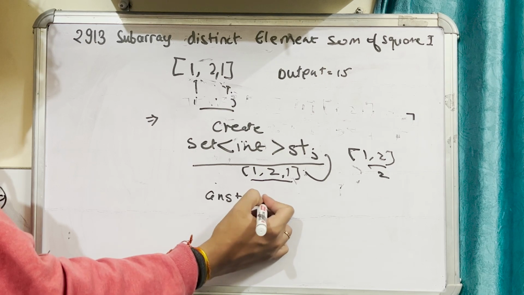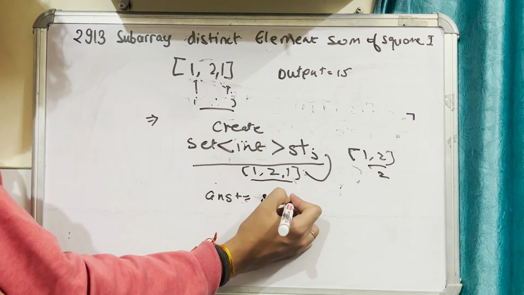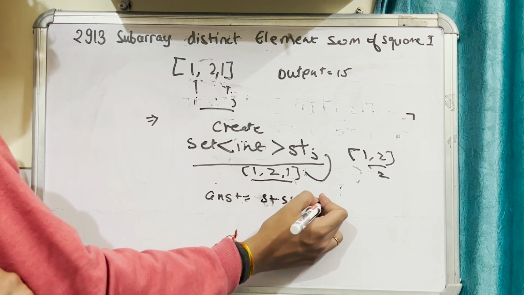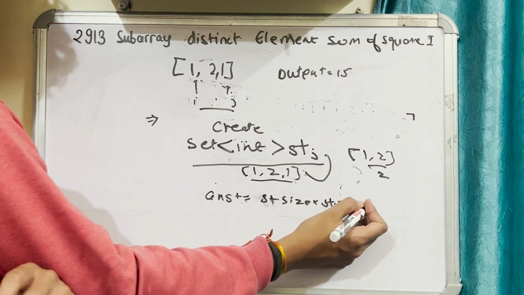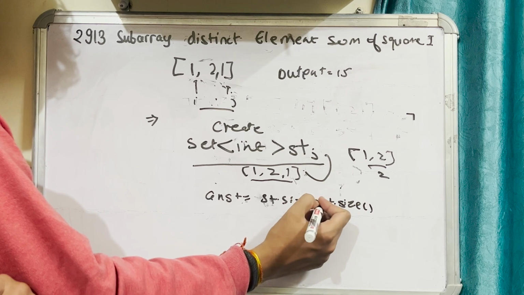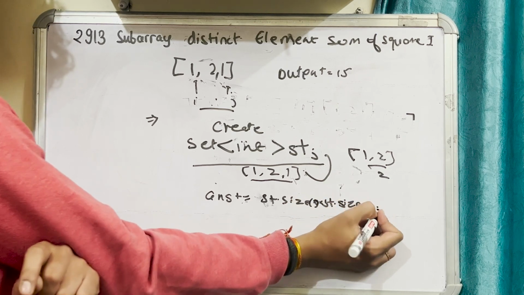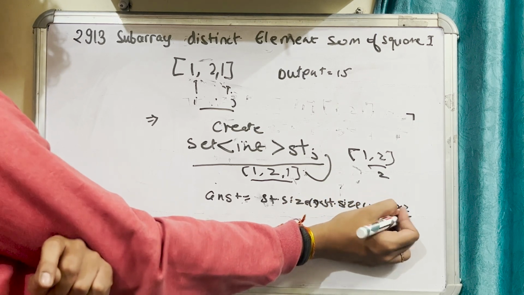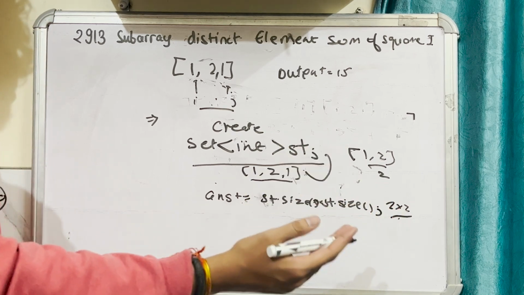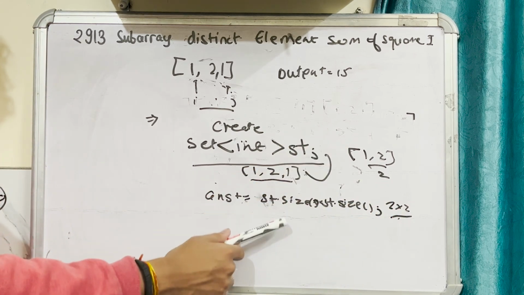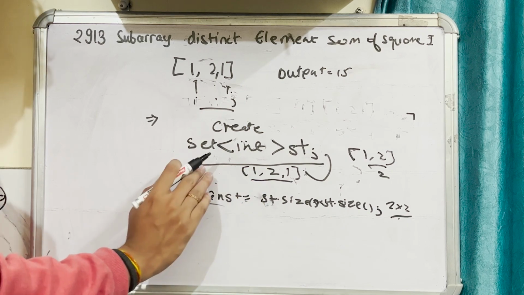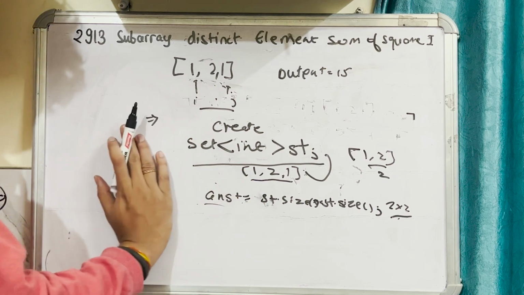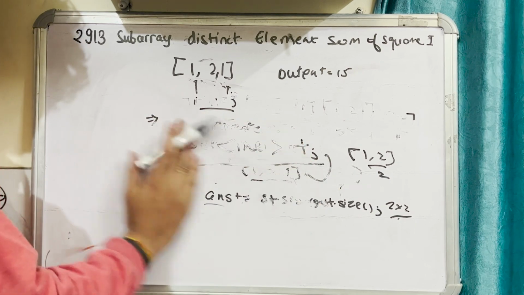Wait a second. st.size is a function, so it will be 2 into 2, and this is how you are supposed to do it. Instead of using 3 for loops, you can simply do it in 2 for loops. Basically, let me do this so I can explain it better.